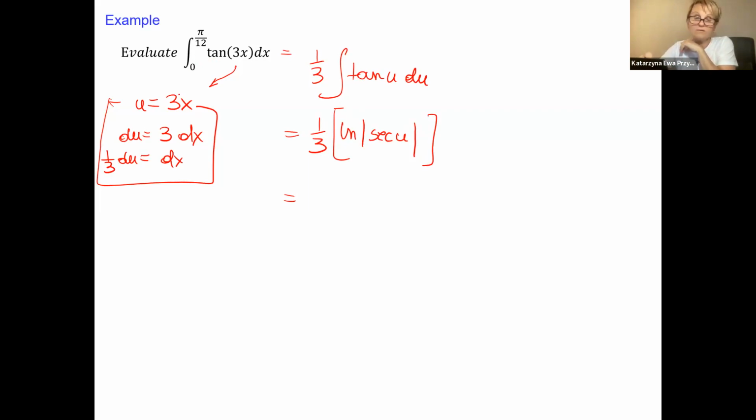If x is 0, 3 times 0 is 0, that's the new lower limit. And pi over 12, 3 times pi over 12, is pi over 4. Nice values for secant. You can do it: substitute the upper limit, substitute the lower limit.